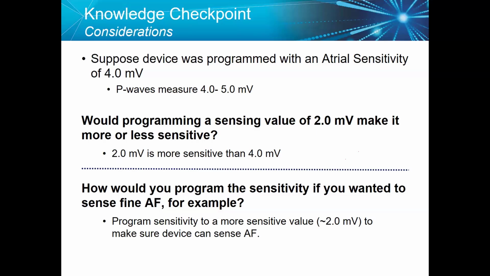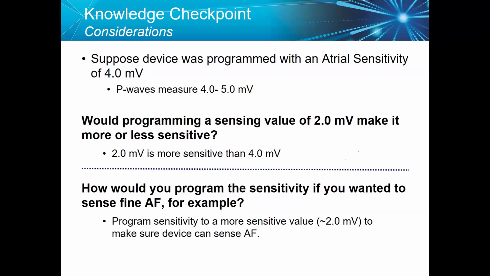And the sensitivity number will be adjusted according to the sensing value. P wave, how much? P wave 4 or 3. Okay, we will adjust the sensing number to 1.5. Okay, but if we found the P wave measured 1.5, we will adjust the sensing number to 0.75 or 0.5.